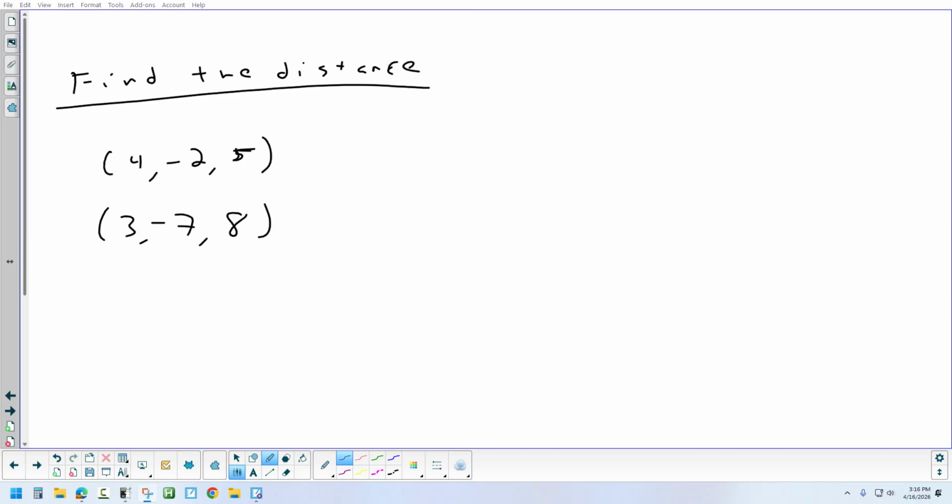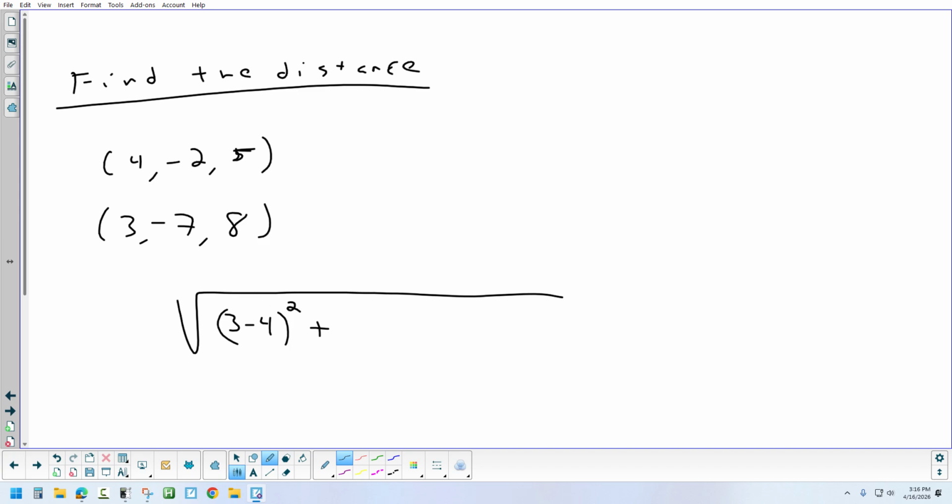Let's look at finding a three-dimensional distance. So we're looking at two 3D points, and we want to find the distance between them. What's the first thing I should write down anytime I'm finding a distance? This is a big part of the formula. The square root. Right, we're going to have a square root. Travis, what's going to be the first calculation under my square root? X2 minus x1, so it would be 3 minus 4 squared.